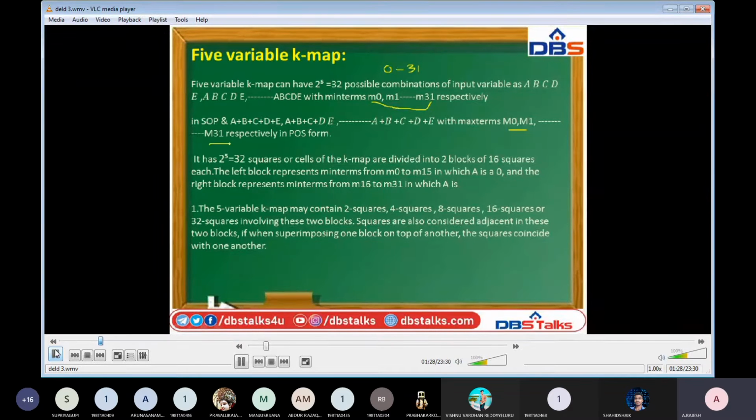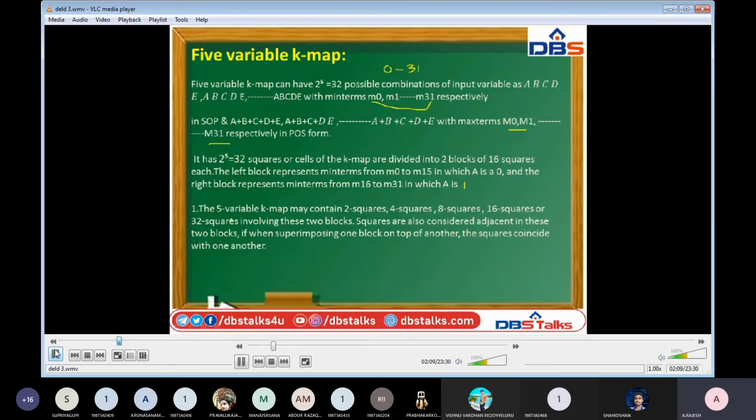As I have already told you, it has 32 squares or cells. In order to make those 32 cells, we are using 2 blocks of 16 squares, that means 2 four-variable blocks. Each block consists of 16 squares. The left block represents the minterms from M0 to M15, in which A is equal to 0, and the right block represents the minterms from 16 to 31, in which A is equal to 1.